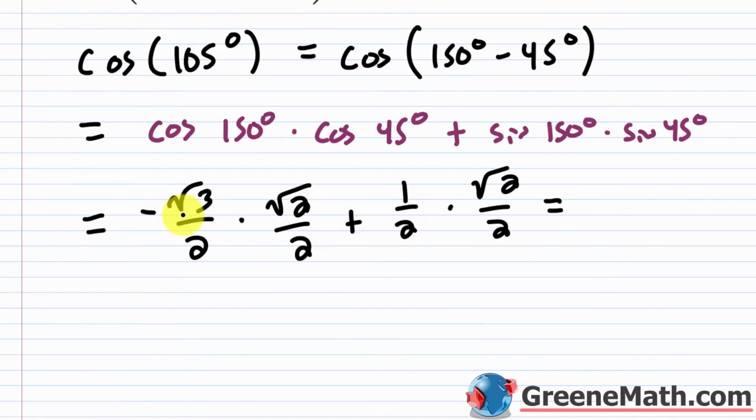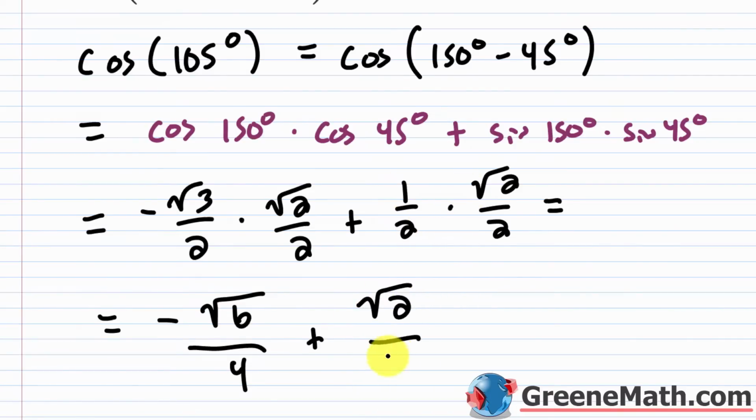So this right here would be the negative of the square root of 6, right? Square root of 3 times square root of 2 is square root of 6. And this is over 2 times 2 is 4. And then plus, you have 1 times square root of 2, which is square root of 2, over 2 times 2, which is 4. So it's the same thing, just in a different order.